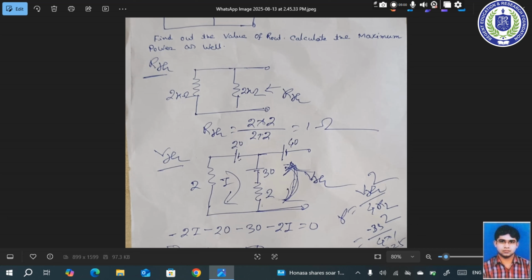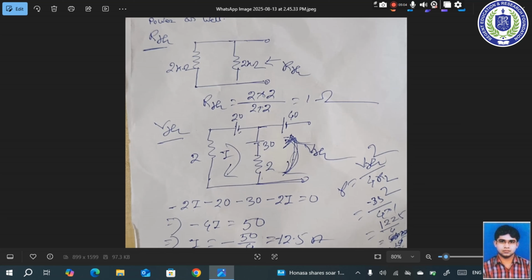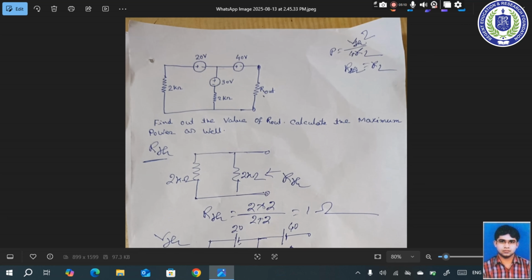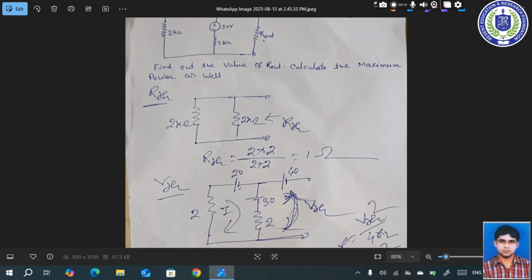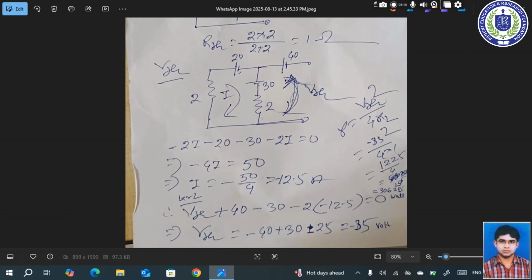This A and B terminal is being open, and we have to calculate VTH. VTH we have to calculate here for calculating the maximum power transfer, that is P max equal to VTH square divided by 4RL. So this VTH needs to be calculated. So we consider this circuit as two loops.